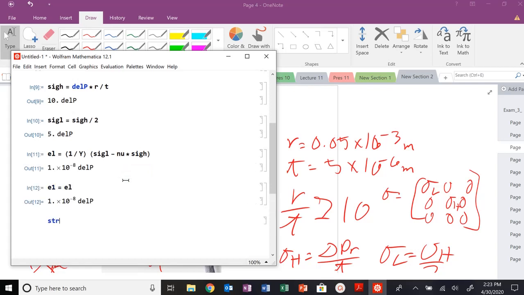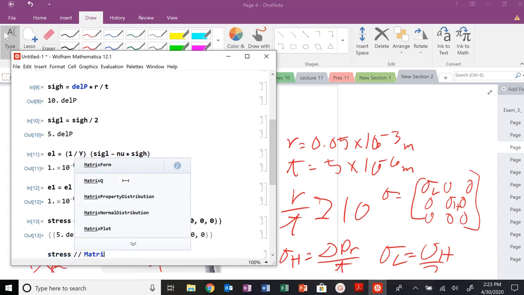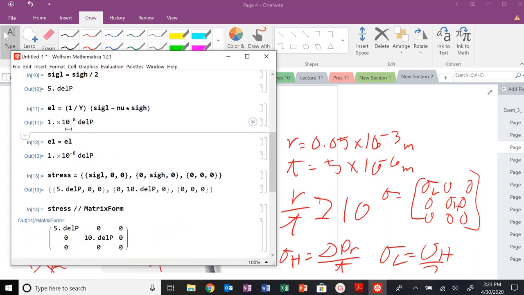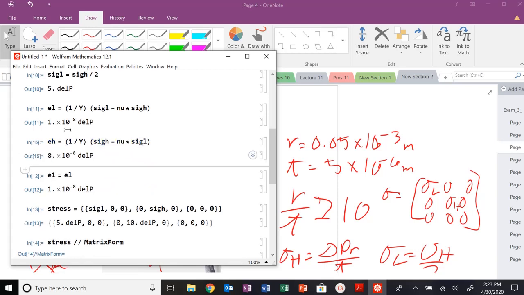So we also know our stress tensor, which we've defined there: sig L, 0, 0; 0, sig H, 0; and 0, 0, 0. So that's my stress matrix form. I'm going to also define my E sub H up here, since we're asked for that in this problem as well. It is 1 divided by Y times sig H minus nu times sig L.